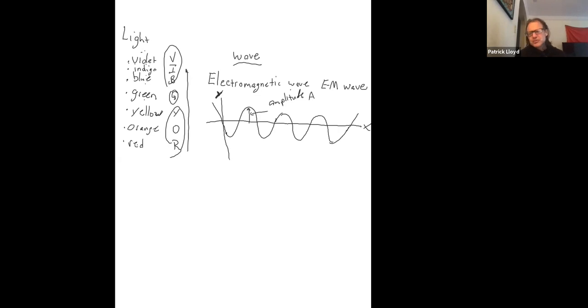We generally don't worry too much about the amplitude in this course, but that is essentially a measure of how strong that wave is, right? Like how strong it is. The higher the amplitude, the stronger it is in some sense.